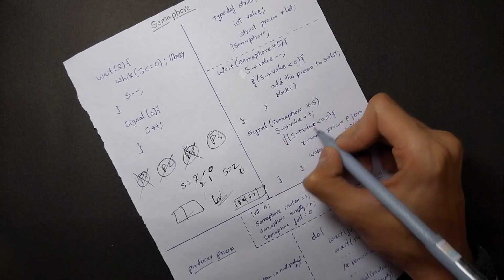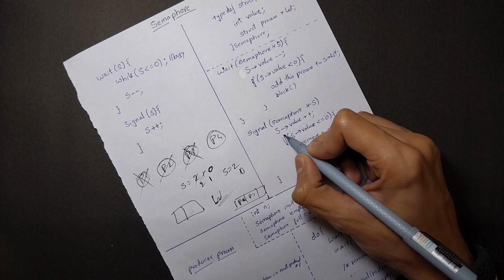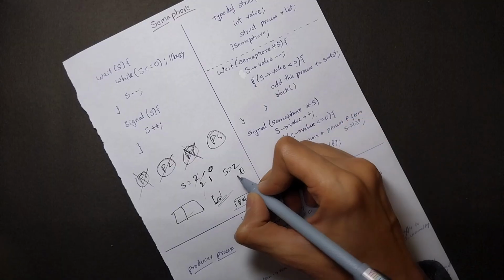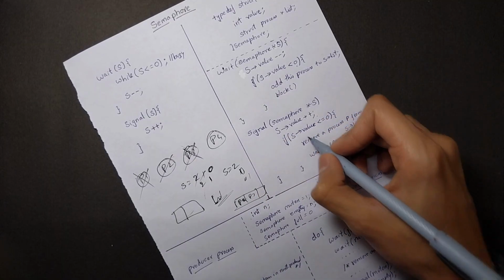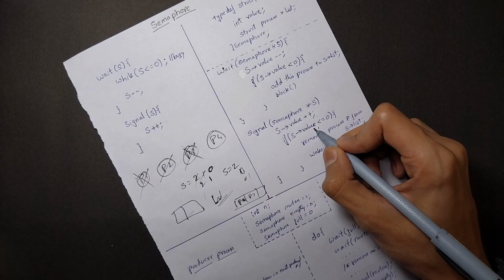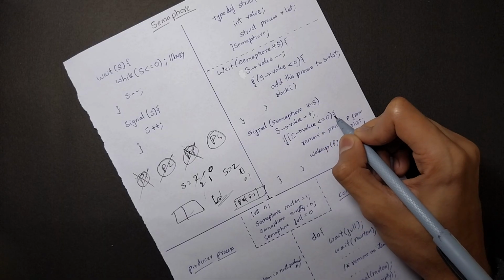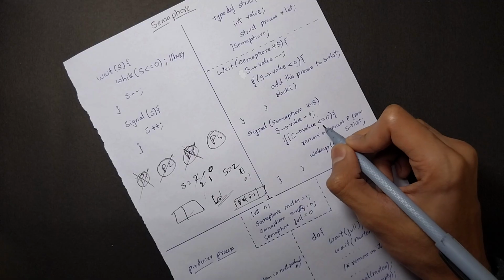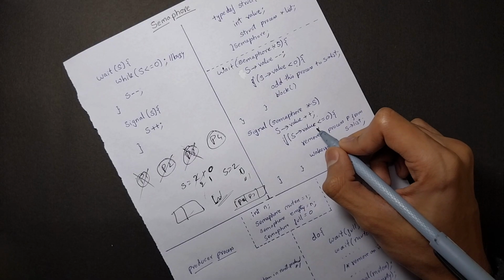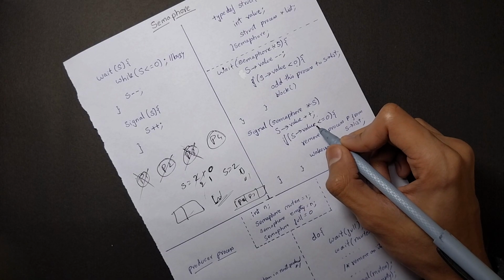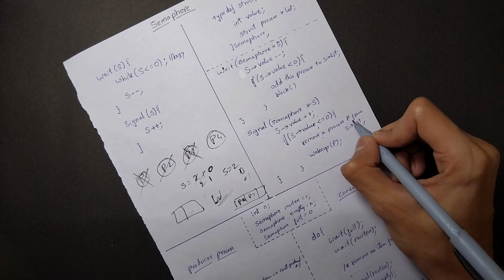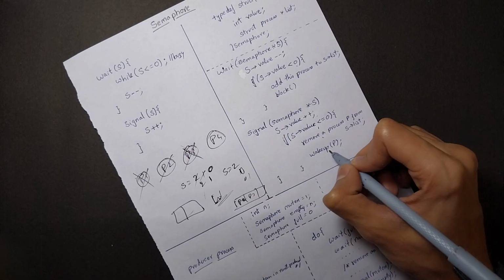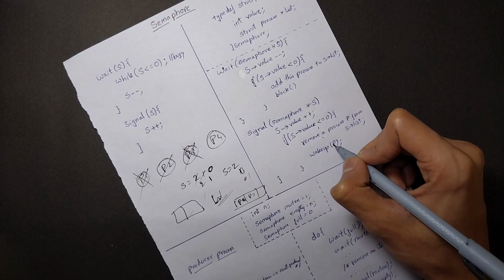In the signal, you can see first it will increment the S value. If it is 0, then it keeps on adding, and then it will check the condition, that is, if the value is less than or equal to 0. If the S value is negative, that means there is some process in the waiting queue, and it should remove a process from that waiting list and then wake up P. So this is what it states.